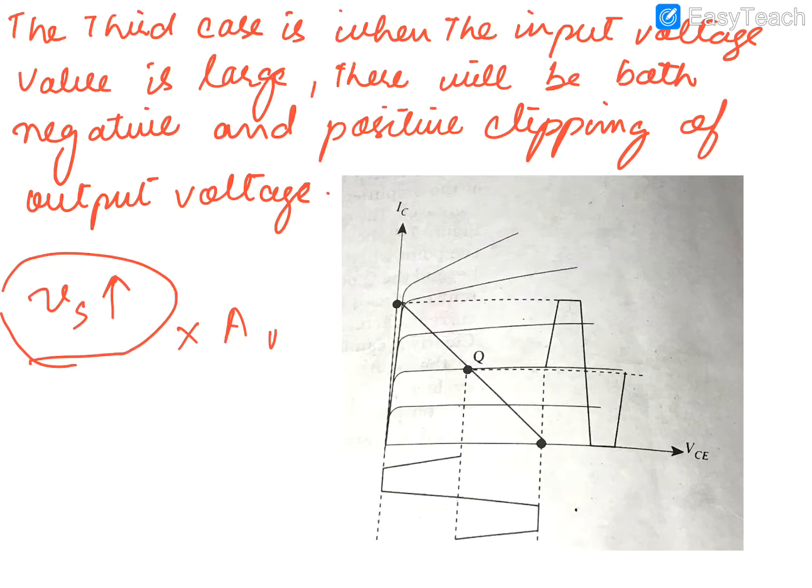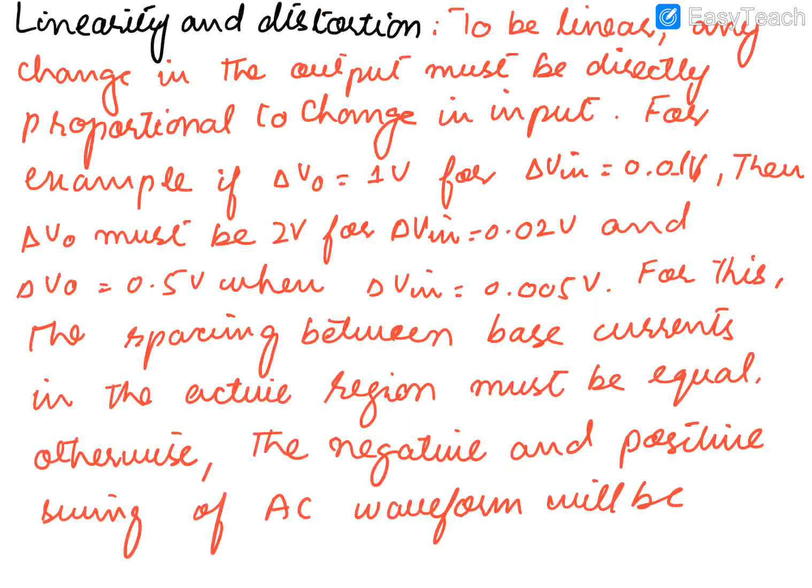So if you increase Vs too much, there will be both positive and negative clipping. This is the third type of distortion, which occurs due to the change in the value of small signal voltage.